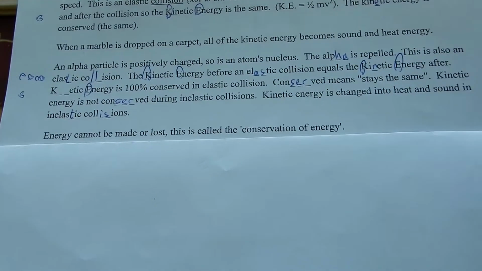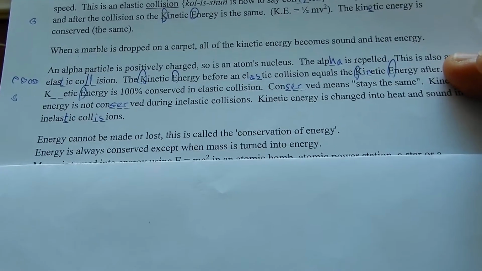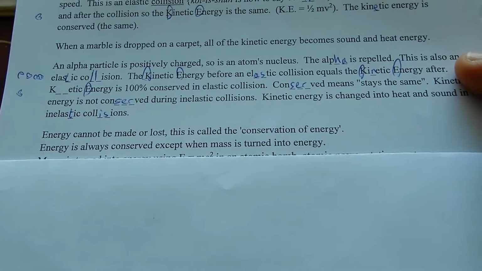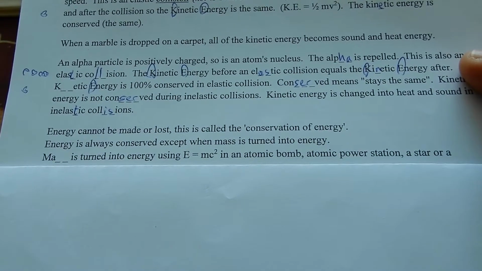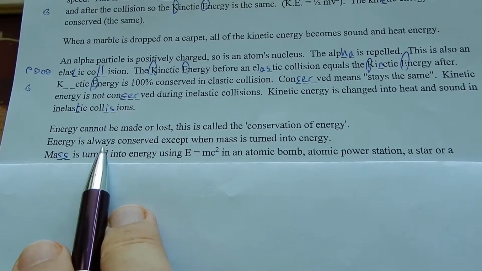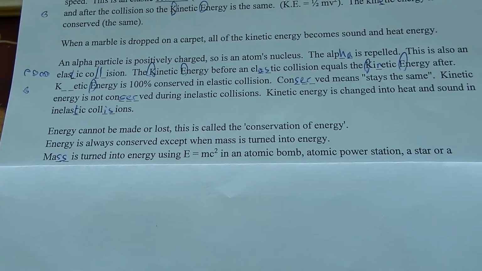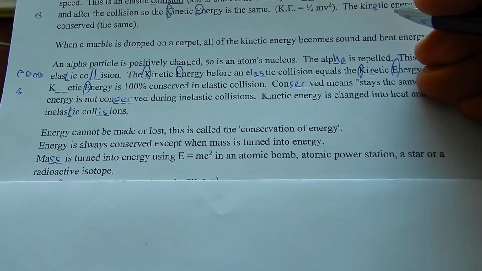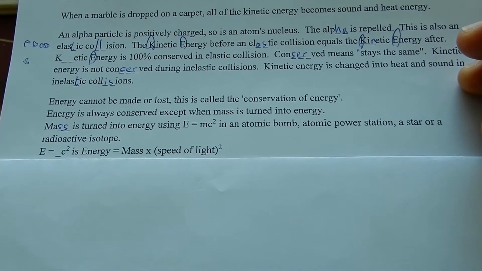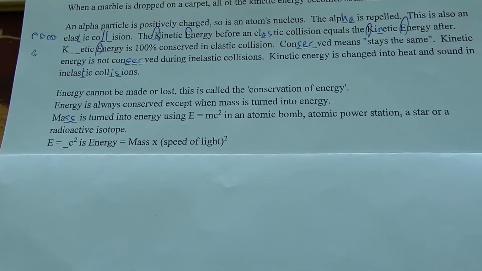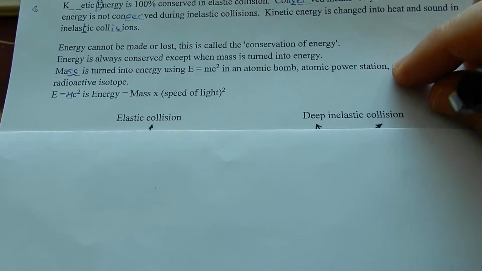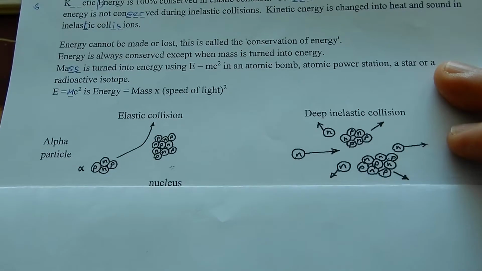Energy cannot be made or lost. This is called the conservation of energy. Energy is always conserved, except when mass is turned into energy using E equals mc squared. That happens in an atomic bomb, an atomic power station, a star or a radioactive isotope. E equals mc squared is energy equals mass times speed of light squared. The speed of light is 3 times 10 to the 8 meters per second.